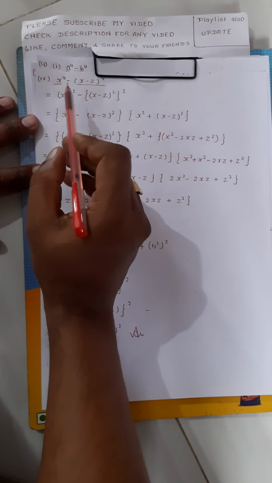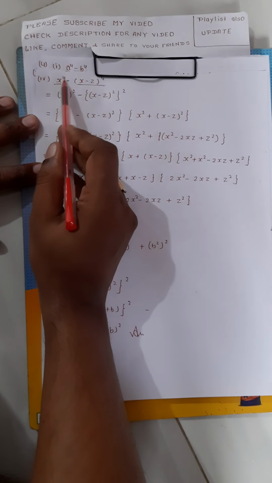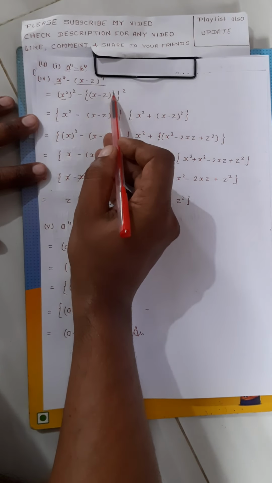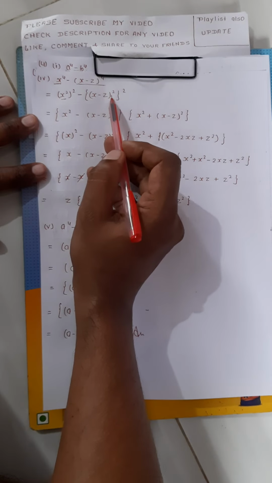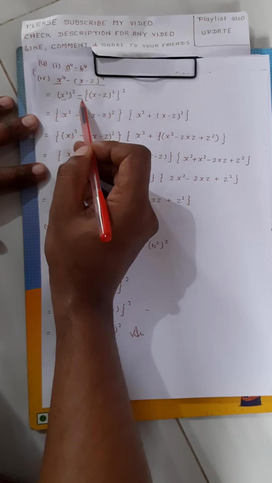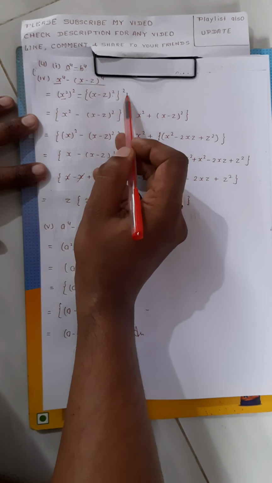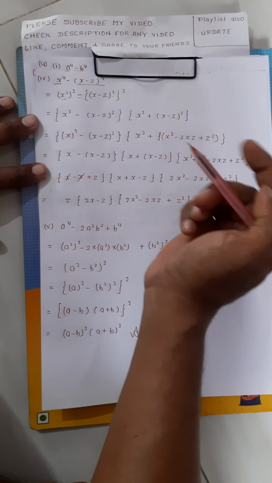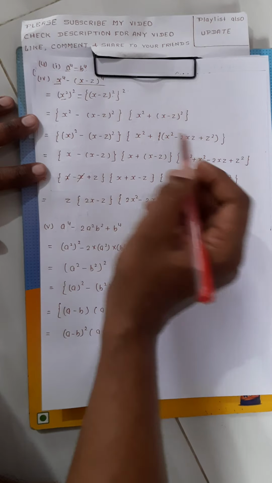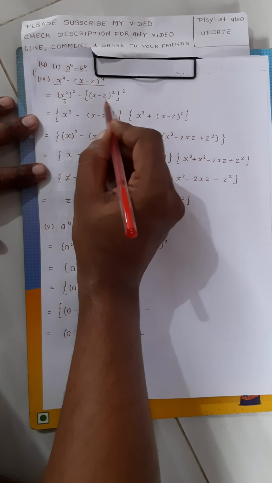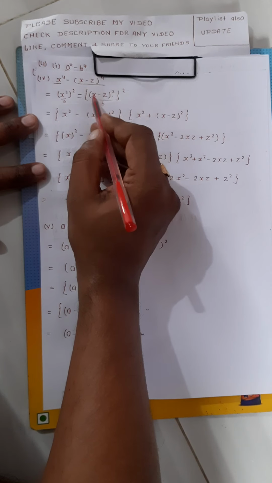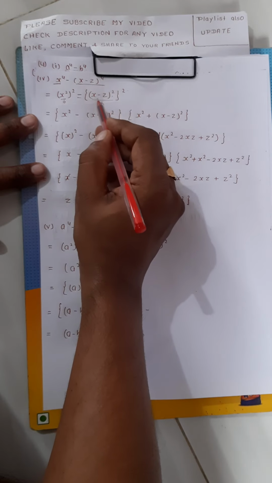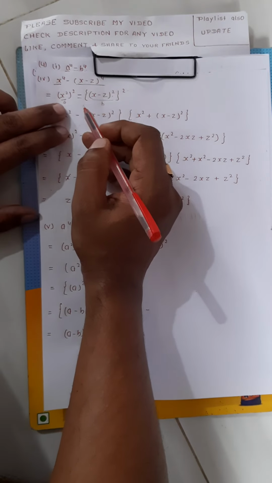identity number three. Okay, so we can write x to the power 4 as the whole square of x square, and this thing as the whole square of (x minus z) square. Since there is a minus sign here and both are perfect squares, we can expand on the formula a square minus b square, where the value of a will be x square and the value of b will be the whole square of x minus z. Okay, this all will be the value of b.